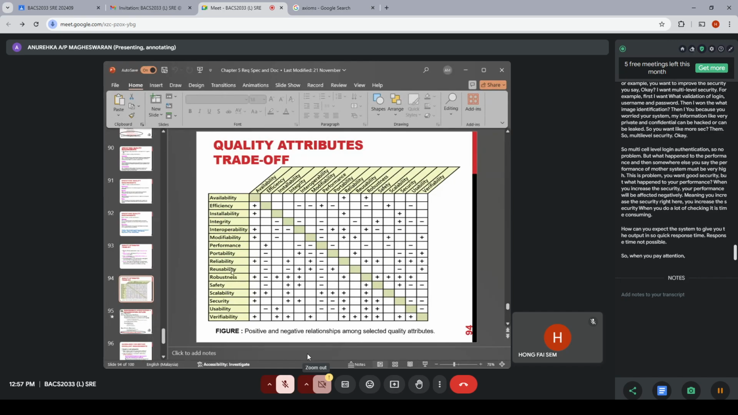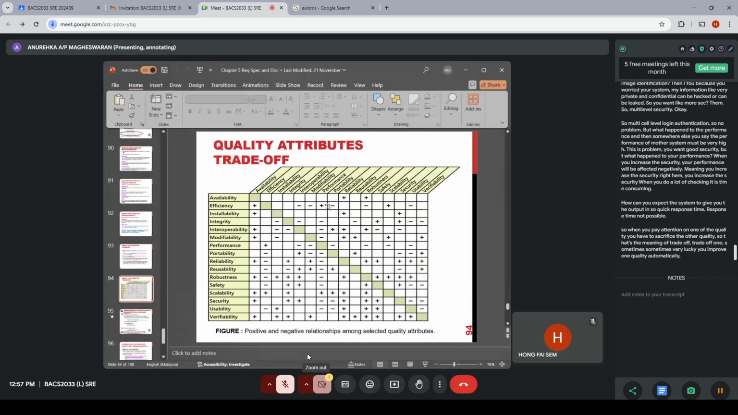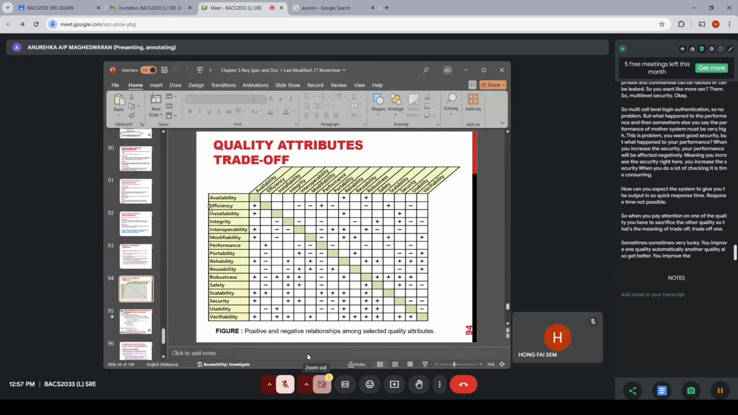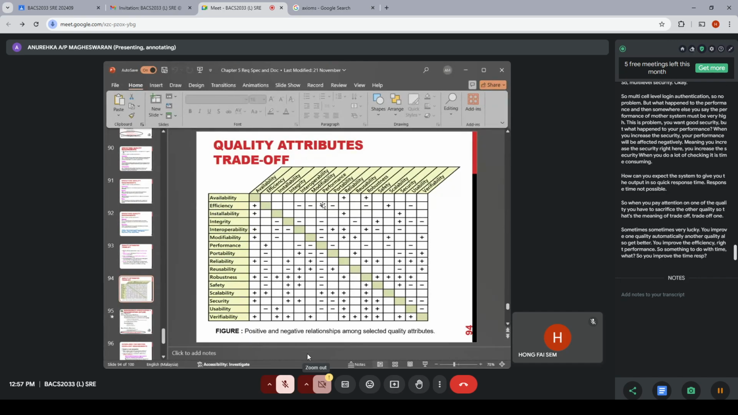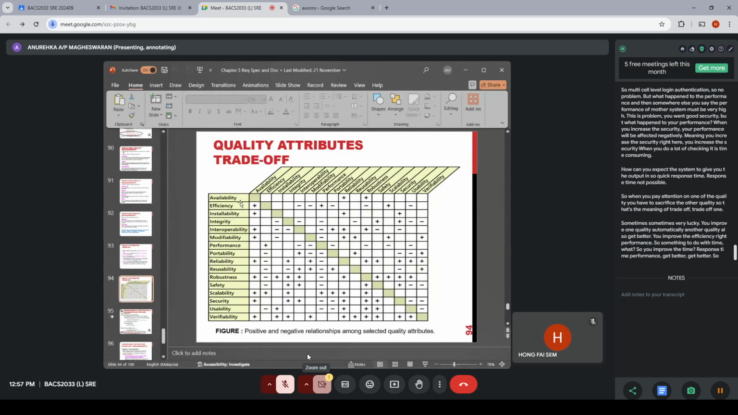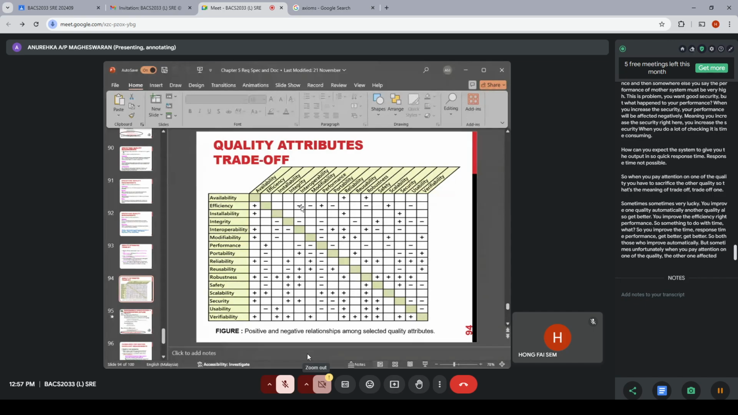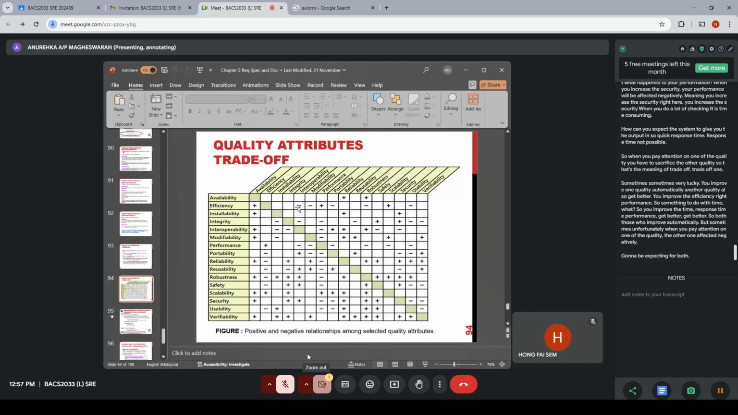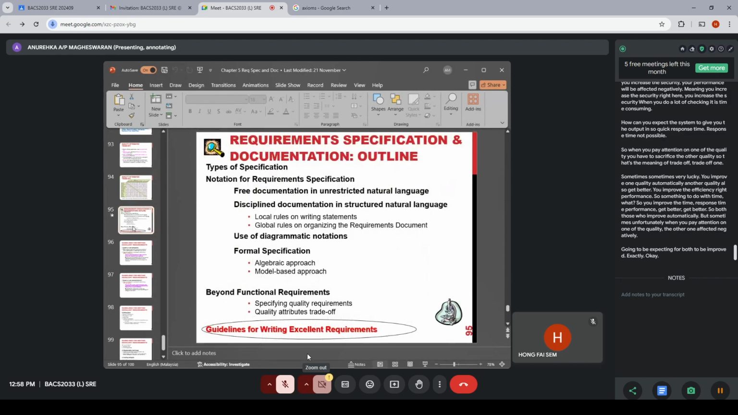So when you pay attention to one quality, you have to sacrifice the other quality. That's the meaning of trade-off. Sometimes you are very lucky: you improve one quality, and automatically another quality also gets better. You improve the efficiency, and performance also has something to do with time. So you improve the response time, and performance gets better. But sometimes unfortunately, when you pay attention to one quality, the other one is affected negatively. So you cannot expect both to be improved. Is that clear?